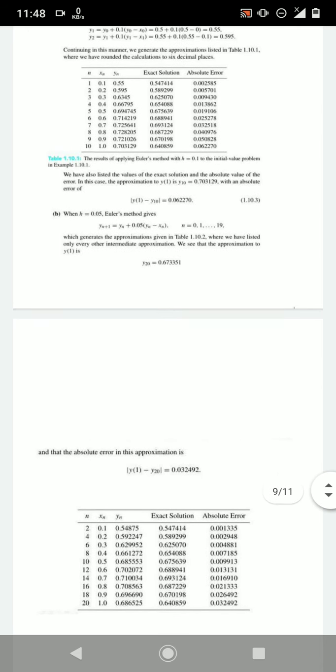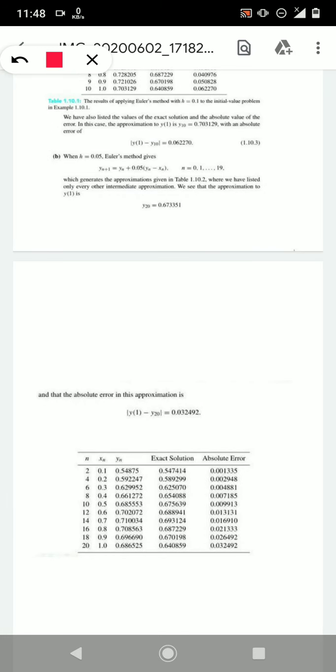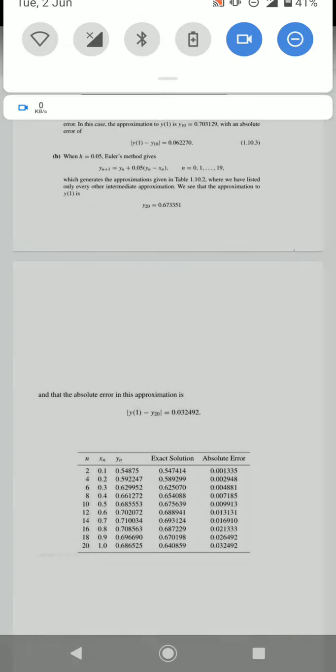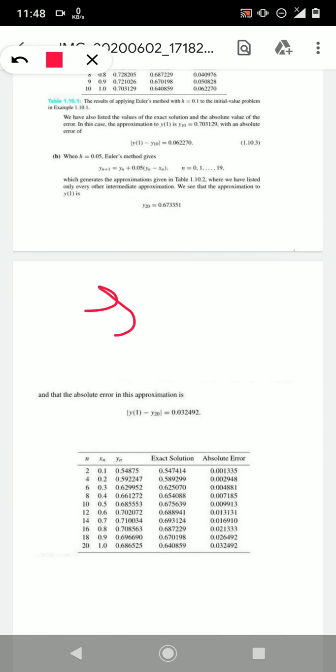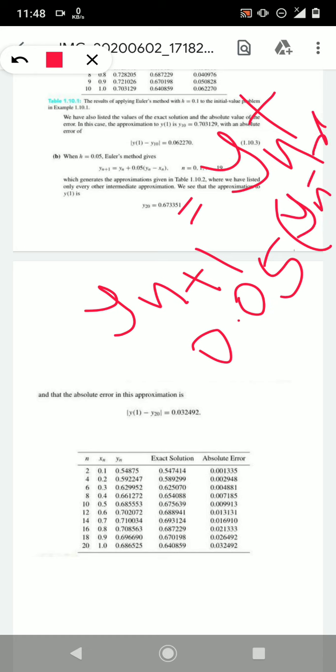Now similarly, when h is equal to 0.05, Euler's method: yn plus 1 is equal to yn plus 0.05, that is h, into the derivative dy by dx or f(x, y), that is yn minus xn.